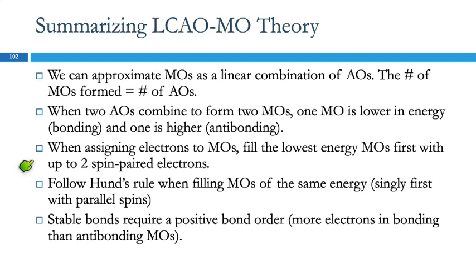When we're putting electrons into the molecular orbitals, we're going to fill the lowest energy molecular orbitals first with up to 2 spin-paired electrons. And we're going to follow Hund's rule if we have 2 orbitals that have the same energy. The electrons are going to take their own orbital because they can before they pair up. And then stable bonds require that we have a positive bond order. And really, that just means we have more electrons in the bonding orbitals than in the antibonding. So you think of bonding and antibonding fighting against each other, and who's going to win? Right? Whoever has more electrons.